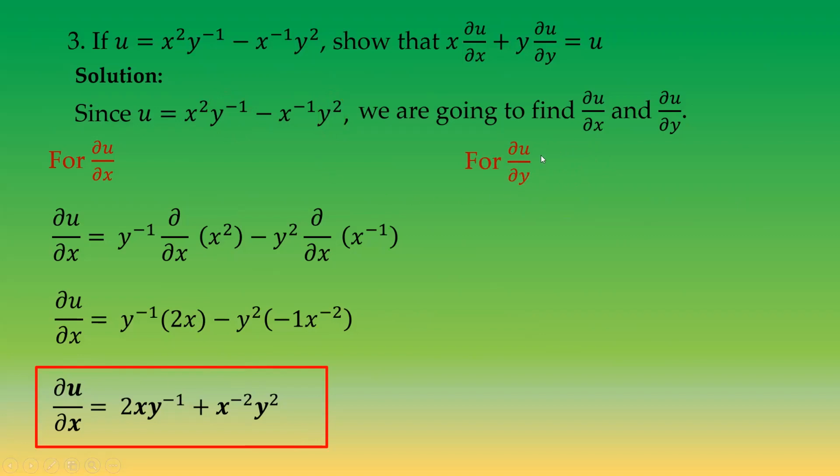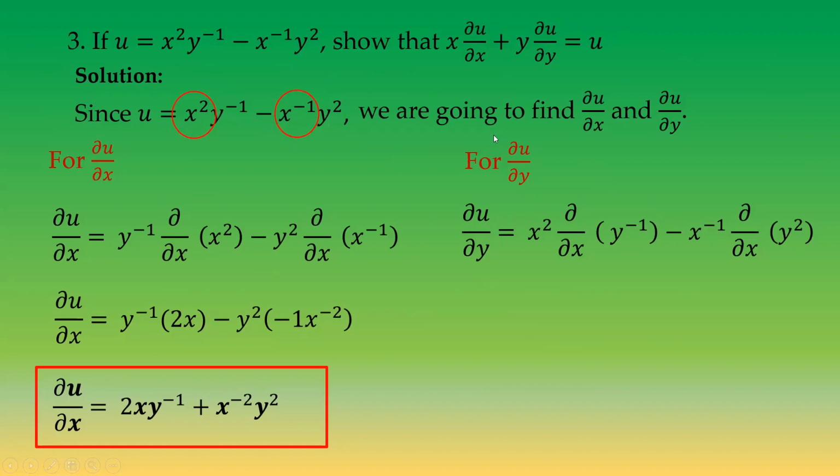Ito naman, tayo ay variables na u and y. Kaya yung x squared at yung x raised to negative 1, sila ngayon yung magiging constant natin. Then differentiating, constant yung x squared. So derivative of y raised to negative 1 with respect to y. Ito naman x raised to negative 1. Then derivative ng y squared dyan, dapat ito with respect to y. Parehas with respect to y.